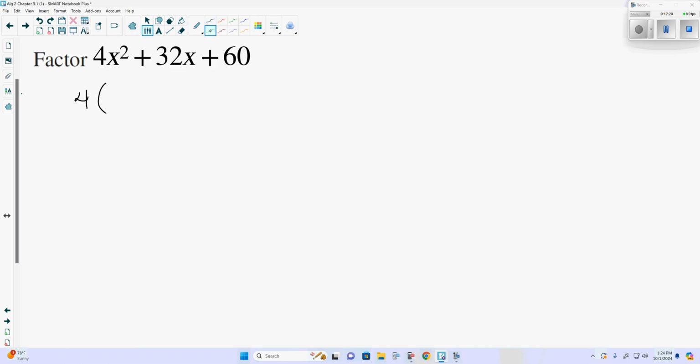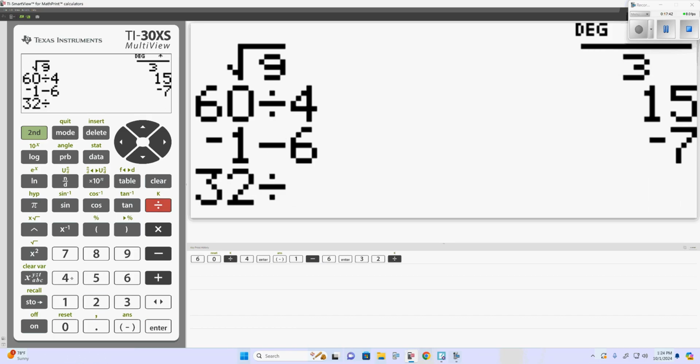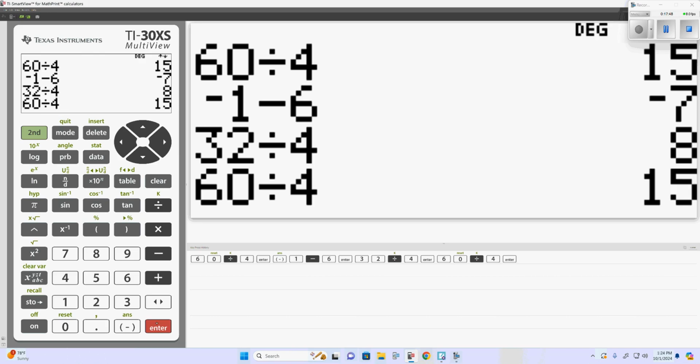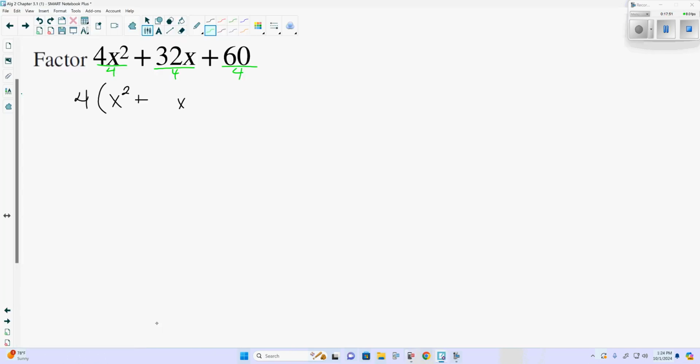Because if we divide 4x squared by 4, we get x squared. The next thing we're going to divide is 32x by 4. Well, we'll still have x because we're not dividing by a variable. The x will stay there. 32 divided by 4 is 8. 60 divided by 4 is 15. So if we factor the 4 out, we get this here.